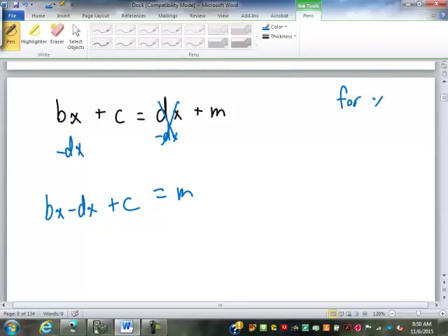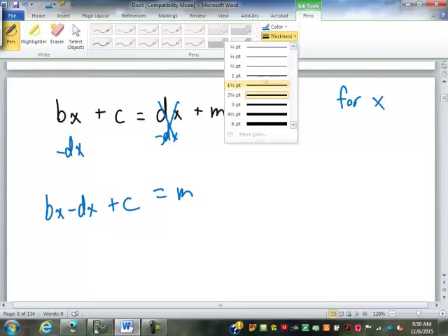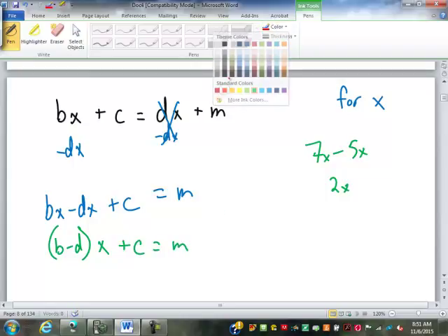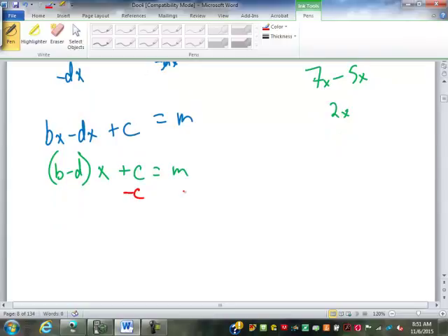Oh, very good point. I do have to tell you I want to solve for x. Now bx minus dx. If this were 7x minus 5x, we would get 2x. It's just 7 minus 5, right? And then times x. So bx minus dx is just b minus d, whatever those numbers are, times x. Does that make sense? Plus c equals m. Now, of course, I subtract c. So b minus d times x equals m minus c.